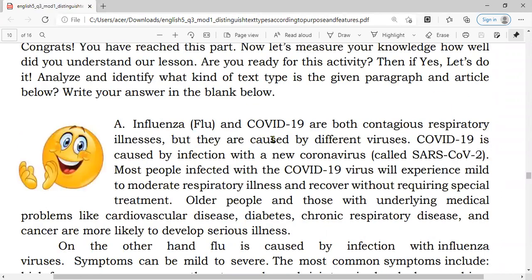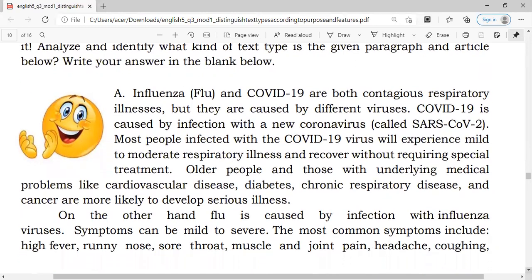So influenza, flu, and COVID-19 are both contagious respiratory illnesses, but they are caused by different viruses. COVID-19 is caused by infection with a new coronavirus called SARS-CoV-2. Most people infected with the COVID-19 virus will experience mild to moderate respiratory illness and recover without requiring special treatment. Older people and those with underlying medical problems like cardiovascular disease, diabetes, chronic respiratory disease, and cancer are more likely to develop serious illness. On the other hand, flu is caused by infection with influenza viruses.